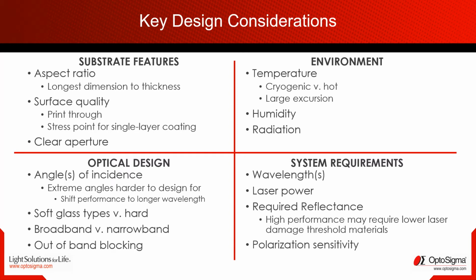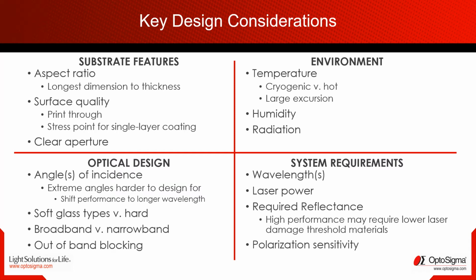When specifying or designing a coating, there are many details to consider which can greatly impact cost, schedule, and overall performance. For the substrate, the aspect ratio is important because stresses in a coating can cause the substrate to deform and drive the wavefront out of specification. There are ways to mitigate this, but it may come as a trade with performance. The surface quality of the substrate is also important because the optical coating will only be as good as the underlying surface. You cannot improve surface quality with an optical coating.